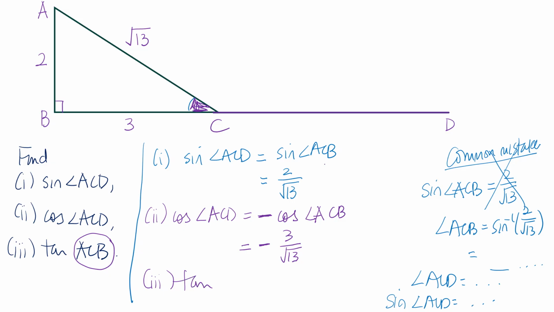So therefore, the ratio for tangent, opposite over adjacent, sorry, for tangent, TOA, T-O-A, opposite over adjacent. So it's just 2 over 3. Okay, so that's how we make use of the sine, cosine and also tangent of an obtuse angle. Okay, that's all. Happy learning.